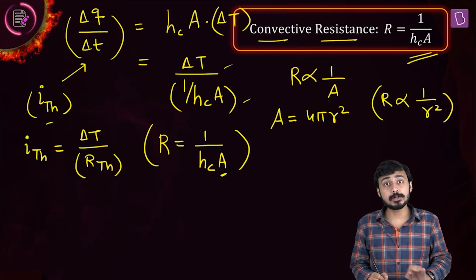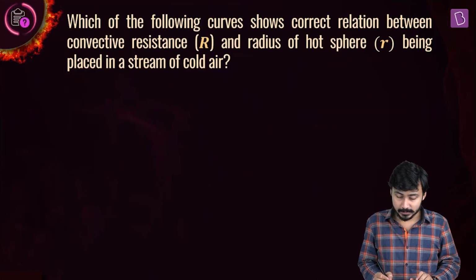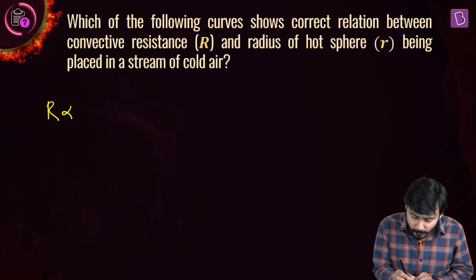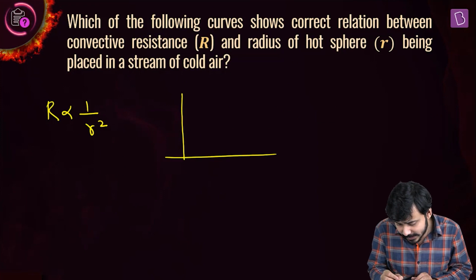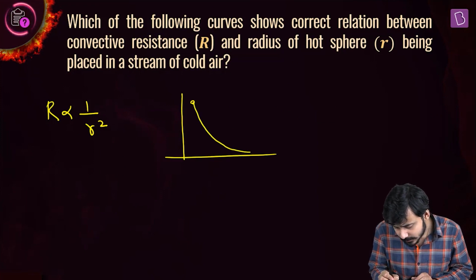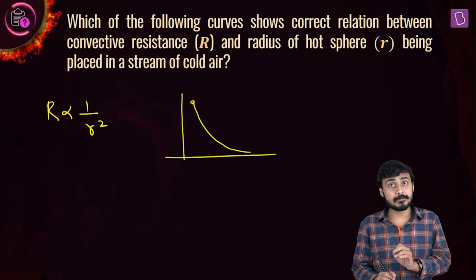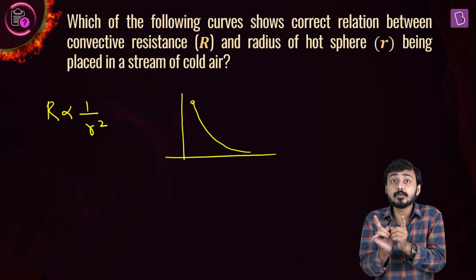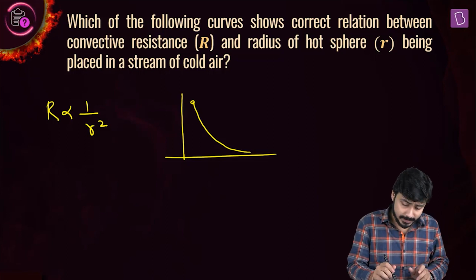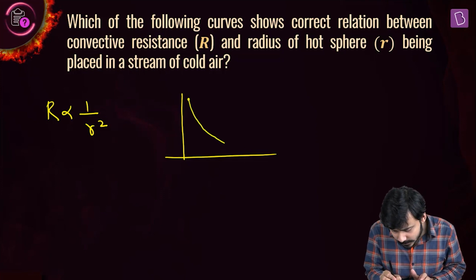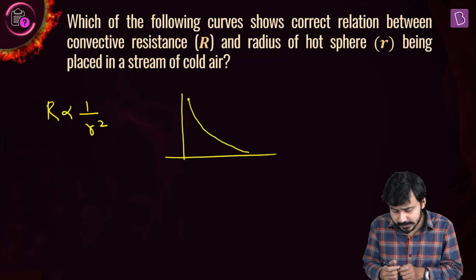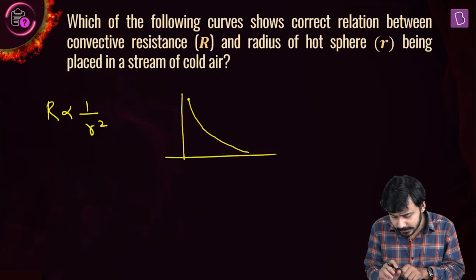So R is proportional to 1 by small r square. Now, R proportional to 1 by small r square, the graph is given by this, right? This is the approximate graph of y proportional to 1 by x square, right? Okay, I can make this a little more symmetric like this, but this is how the graph will look.